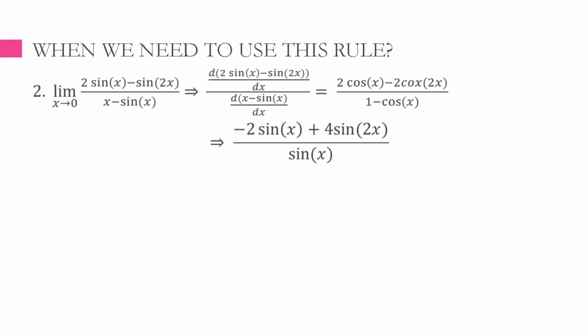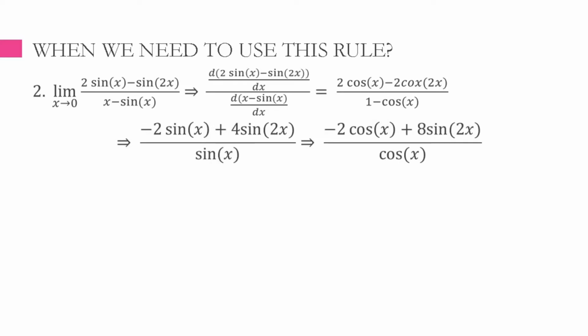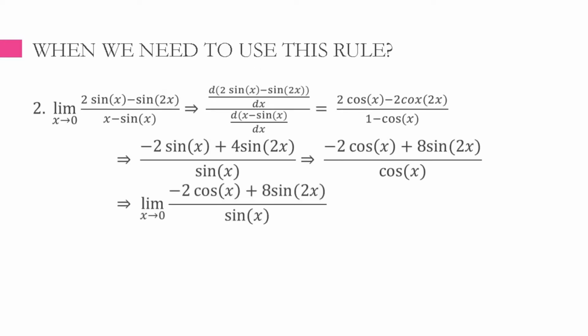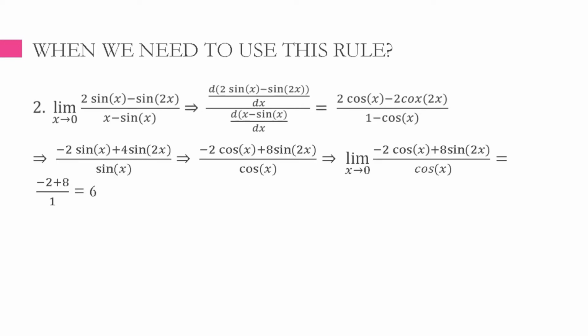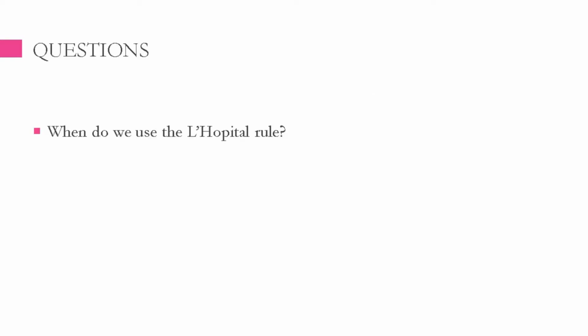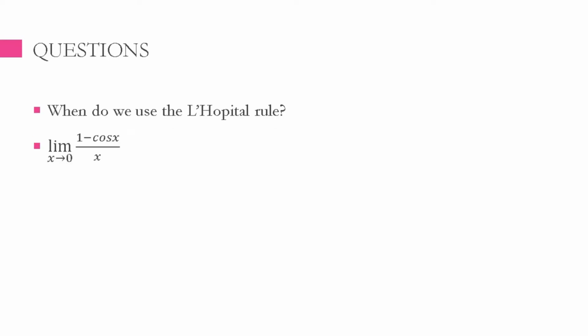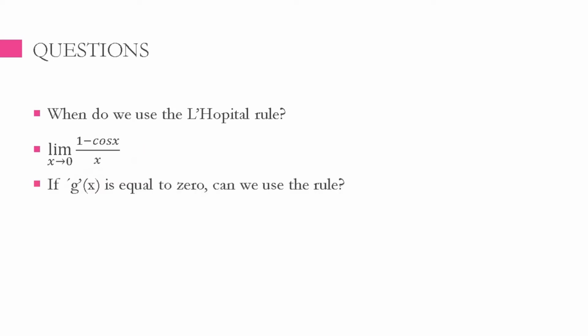So we are going to do it one more time, and in this case we are going to have a result that is not indeterminate. So we substitute the 0 in this function, and the result is 6. So now some questions. When do we use the L'Hopital rule? Solve this limit, and finally, if the derivative of the function g is equal to 0, can we use the rule?